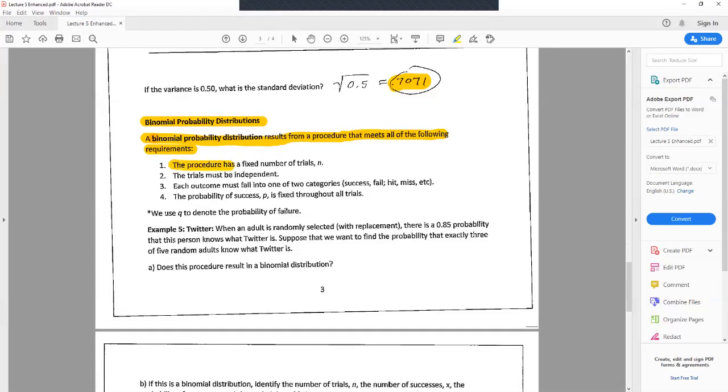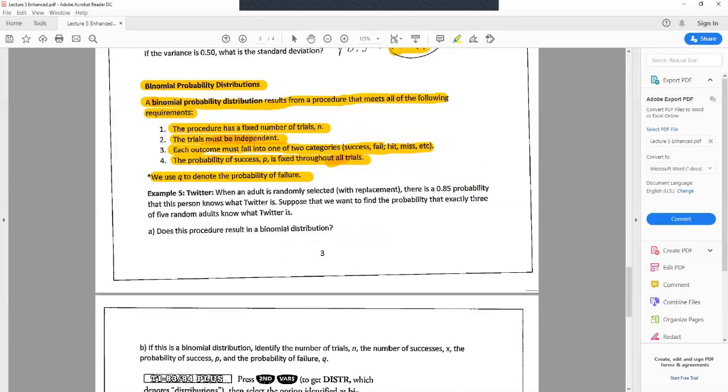First, you must have a fixed number of trials, denoted by n. The trials must be independent. Each outcome must fall into one of 2 categories. That would be, for example, success or fail, hit or miss, and so forth. Finally, the probability of success, P, is fixed throughout all trials. And then we use Q to denote the probability of failure.